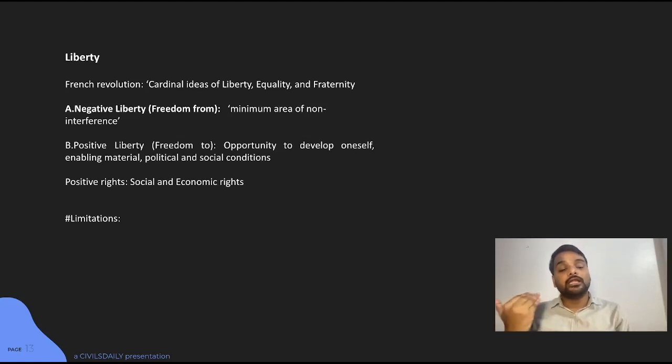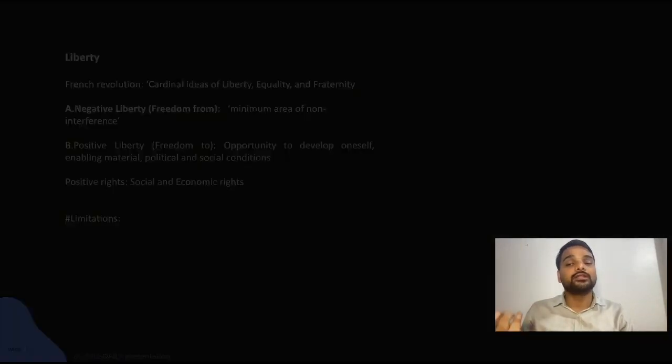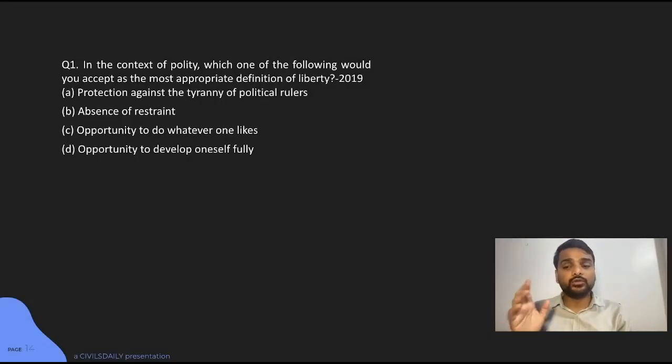Now liberty cannot be unlimited. There have to be limitations. Now there is a lot of dispute about this. So before going into the restraint part, let's solve the questions.